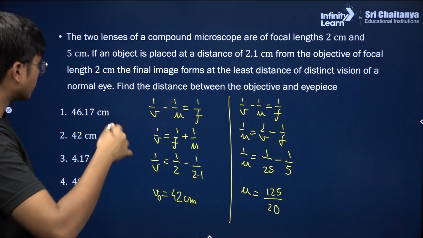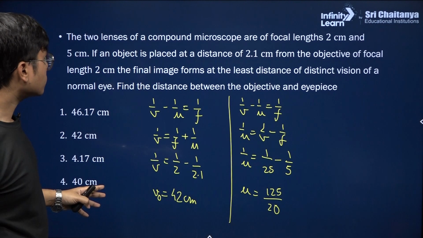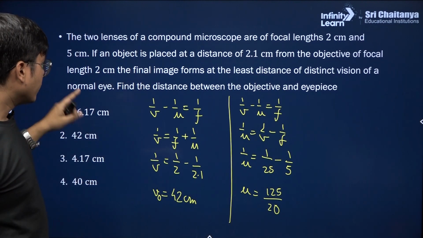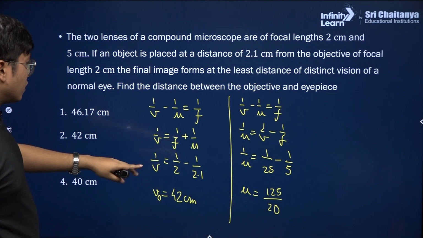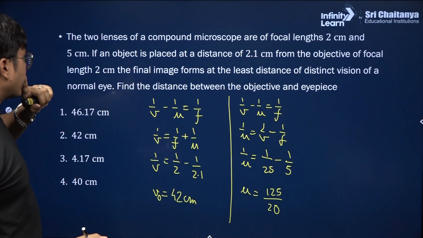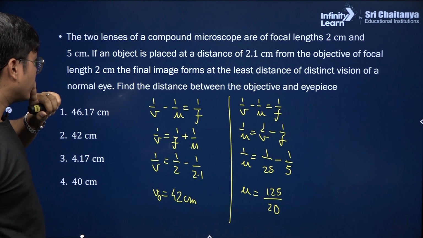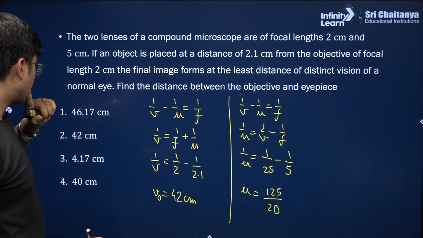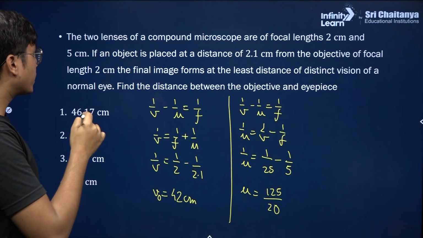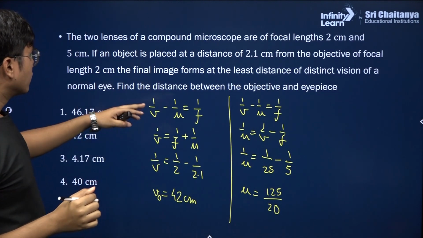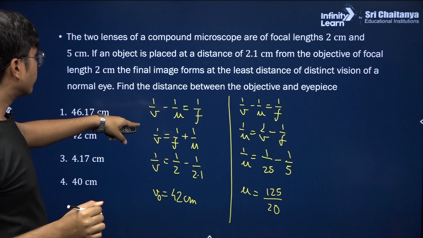25, it would be 20 over here. Did I do everything correctly? Yeah, that would give me roughly 6 point something. I think I might be making a small mistake here somewhere. V naught is 42 centimeter, that is fine. 1 by V minus 1 by U is equal to 1 by F. 1 by V minus 1 by F.